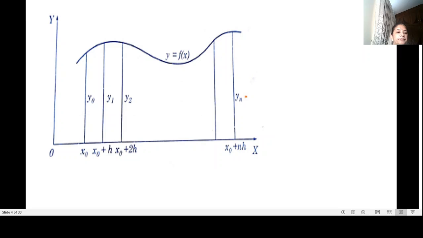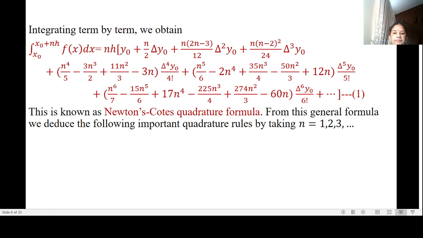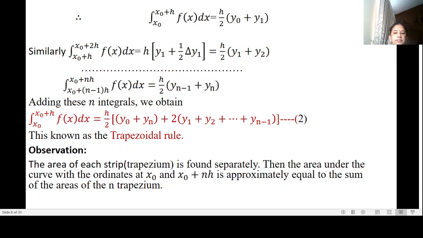See, you join it like this, so we get a trapezium. Find the area of each trapezium, add all the areas, the sum of the areas of the trapezium. The area under the curve y is equal to f of x with the ordinates x0 and x0 plus nh, which is approximately equal to the sum of the areas of the n trapezium. So this is the trapezoidal rule.